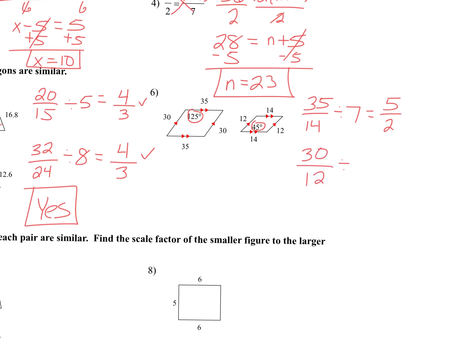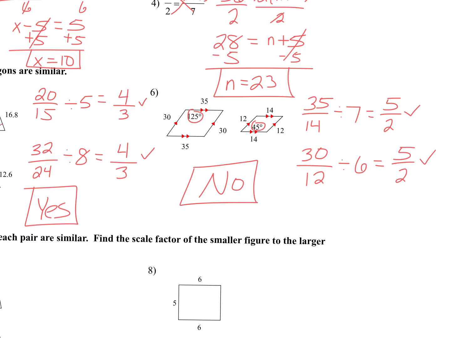What can I divide both those by? 6 to get 5 and 2. 5 and 2. Now, did those match? Yes. But did our angles match? No. So can these two be similar? No. Okay, so when you're thinking about similarity, you look at the angles and you look at the side ratios.